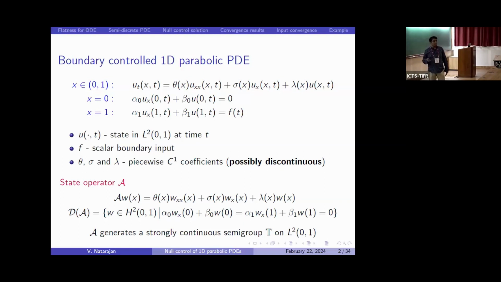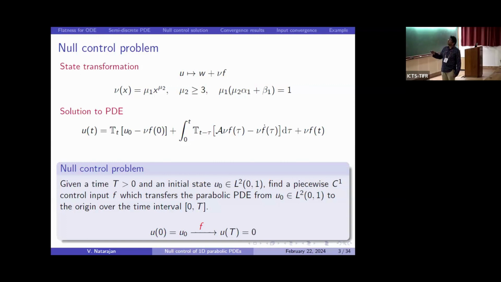All right. So to define solutions to this equation, we do a transformation which will take the input function F into the domain. The transformation is this: you define u equals w plus nu F, where w is the new state, nu is a fixed function which has these properties here, and F is the control. When you do this, the control input moves from the boundary into the domain.